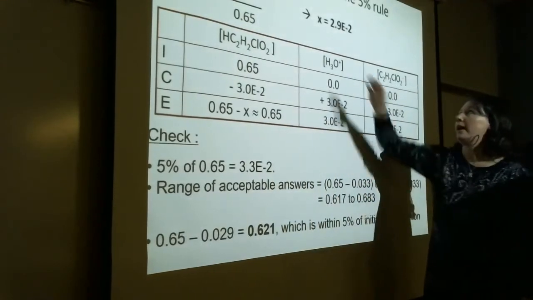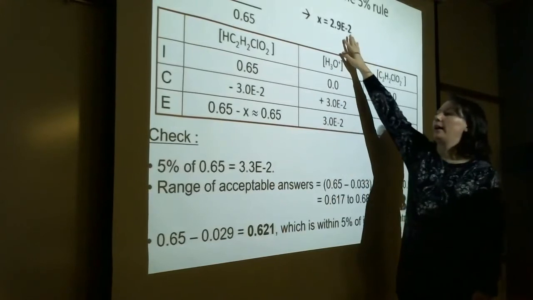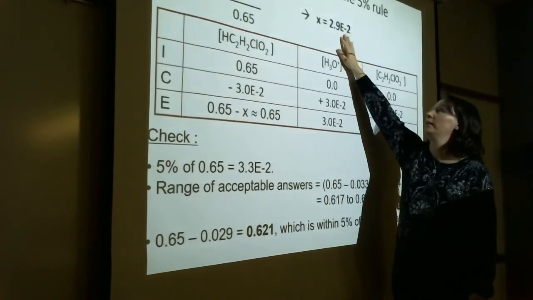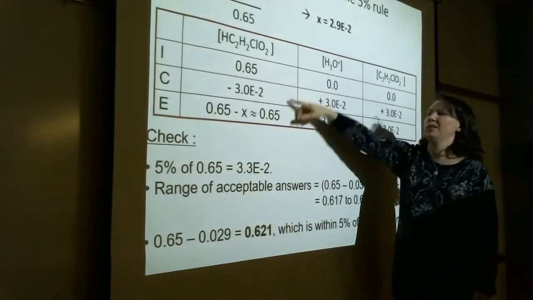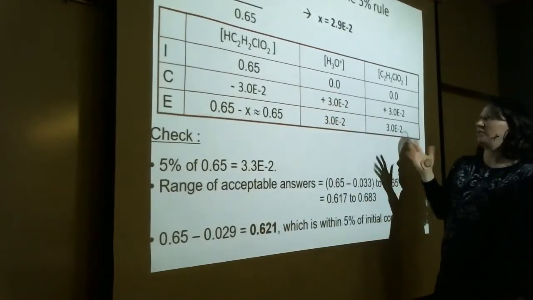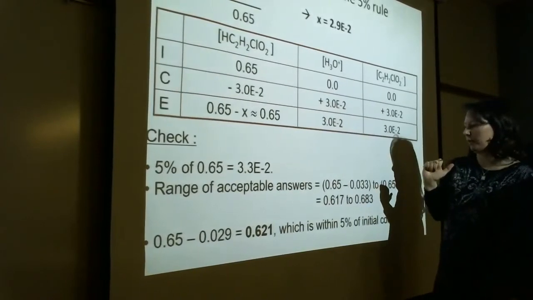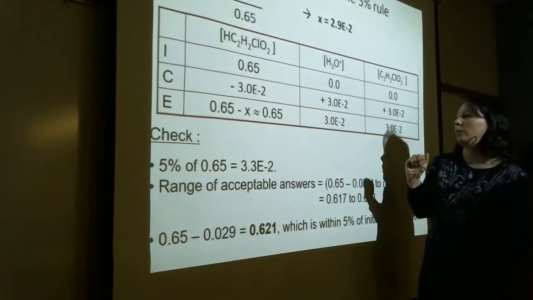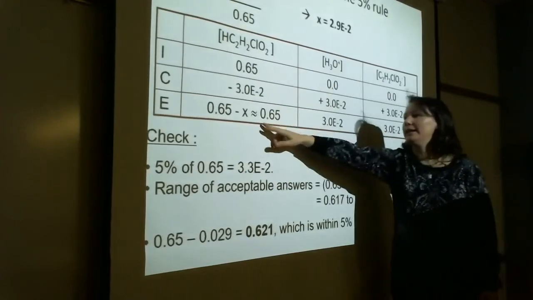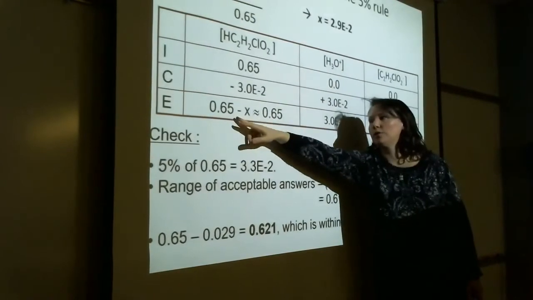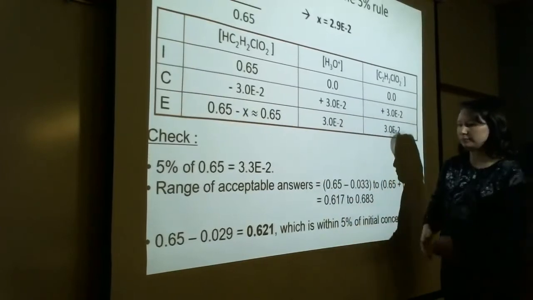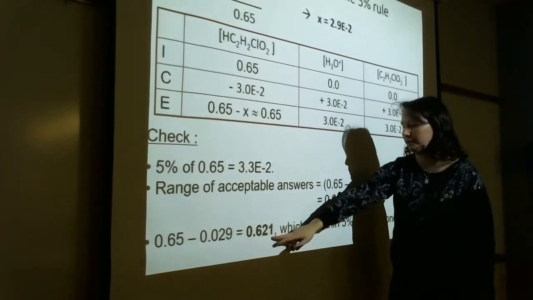So when I get x, it's 2.9 times 10 to the negative 2. I think I wrote 3 here. Sig figs are what got me there. So when I plug x in here, 0.65 minus x, that gives me 0.621.